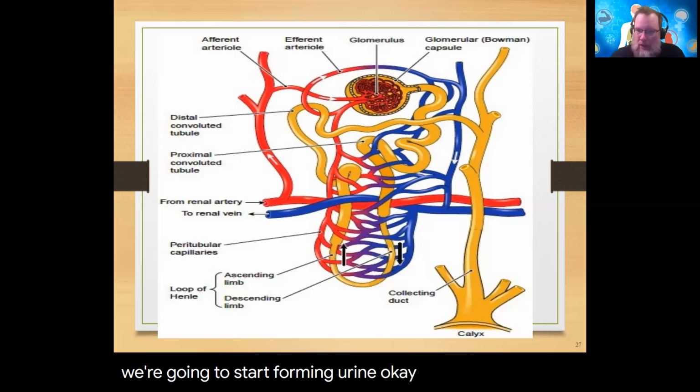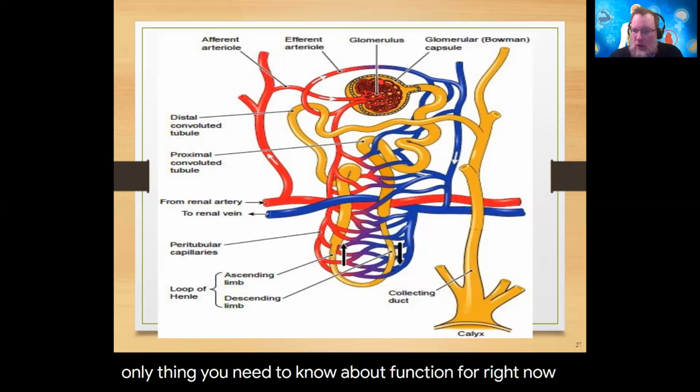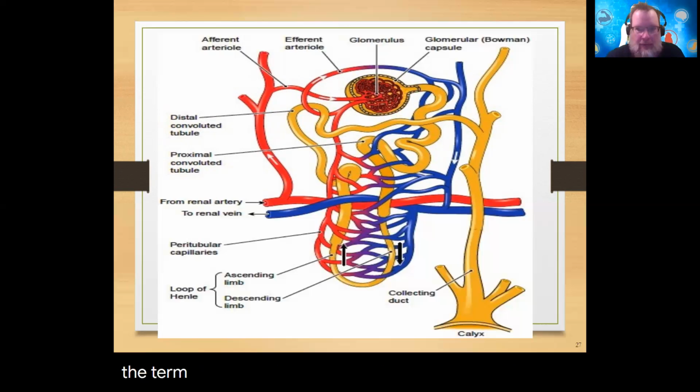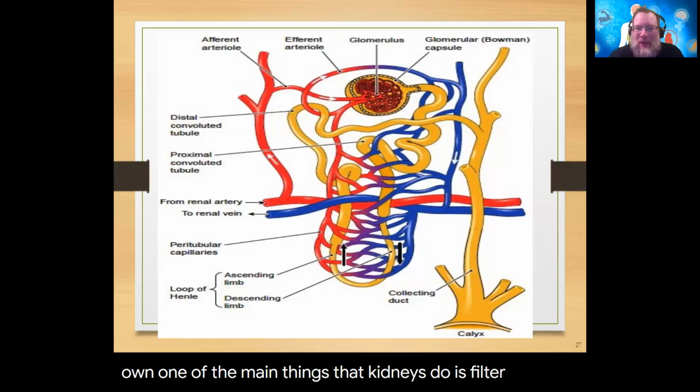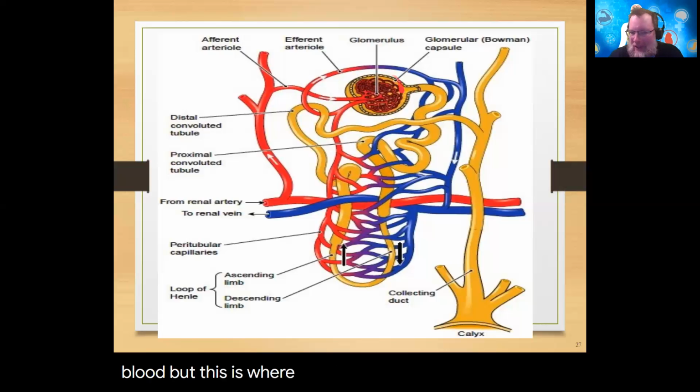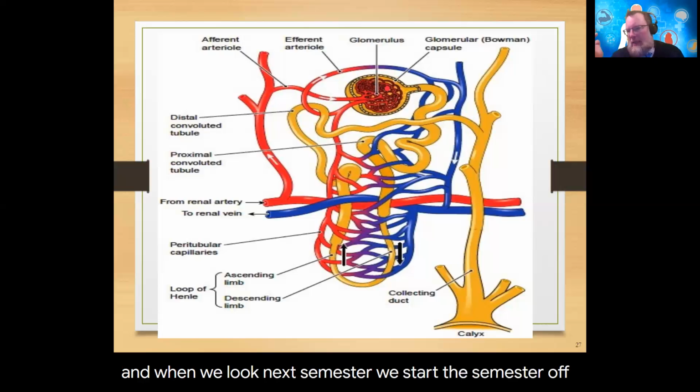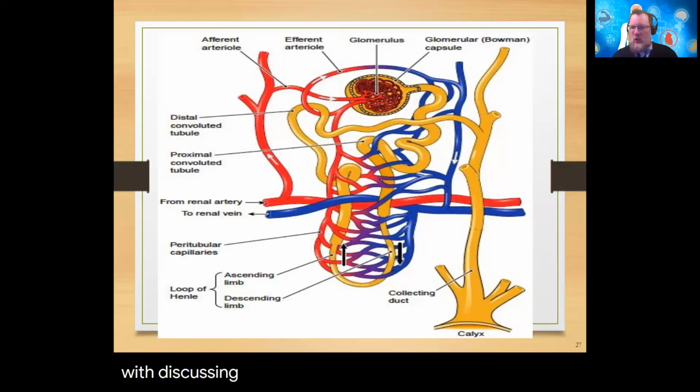This area right here, the only thing you need to know about function for right now is the term filtration. And I've used that term several times. It's one of the main things the kidneys do, filtration of blood, but this is where specifically filtration is occurring.